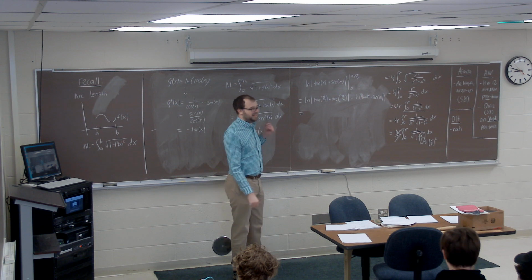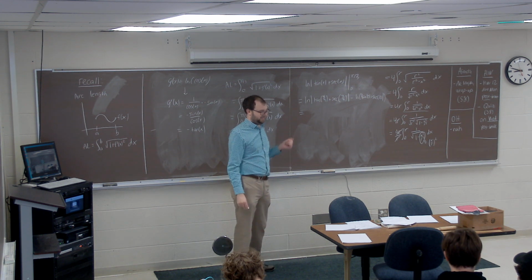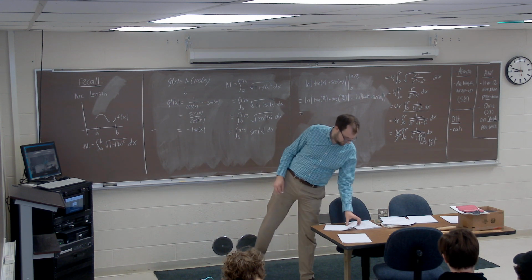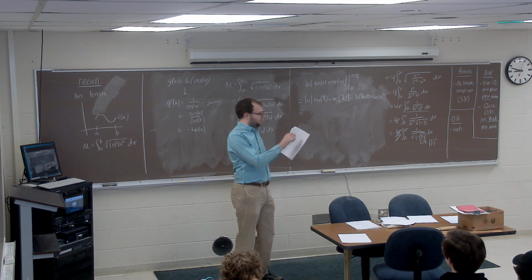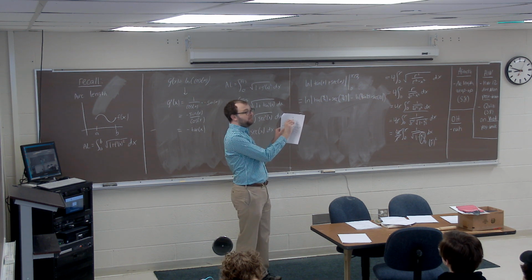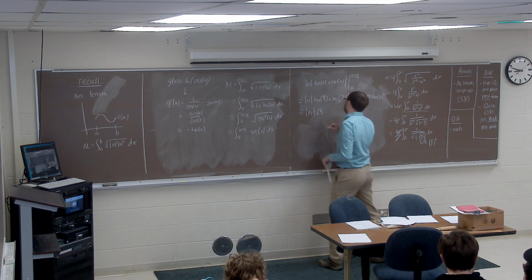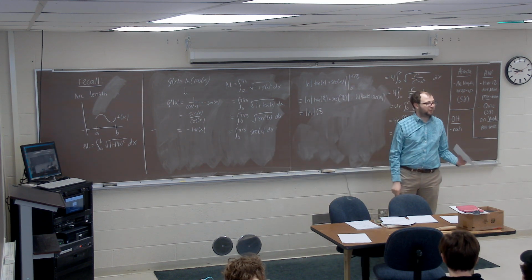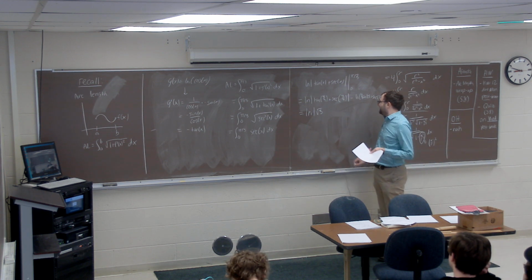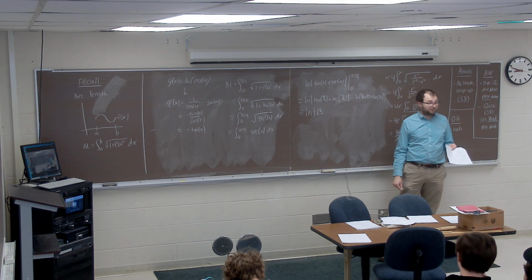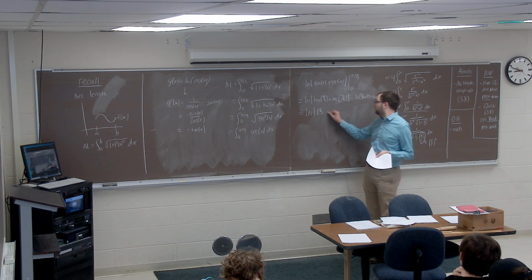What's tangent of pi over 3? Tangent of pi over 3 is square root of 3 halves divided by 1 half, which simplifies to square root of 3. What's secant of pi over 3? Cosine of pi over 3 is 1 half, so secant of pi over 3 is 1 over a half, or 2.